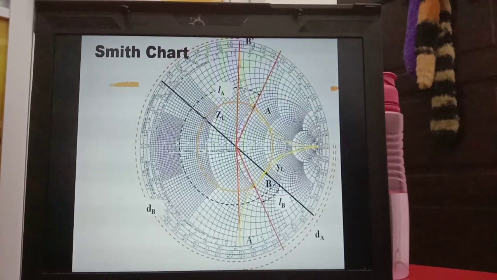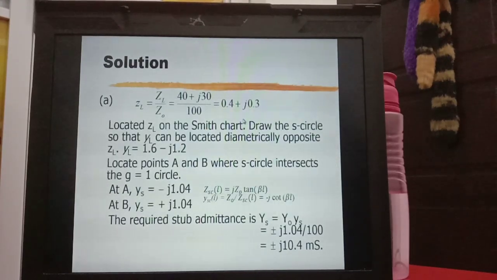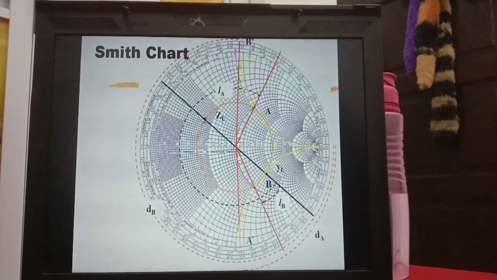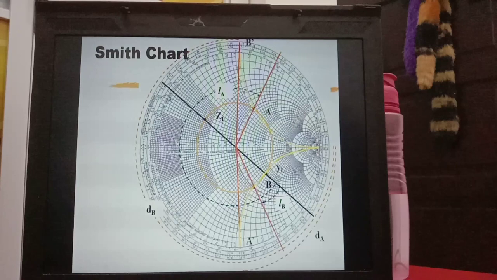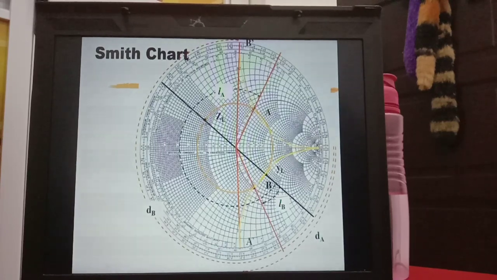That point is here. The real part of 0.4 is given by the constant resistance circle of 0.4 and the imaginary part of j0.3 is given by the constant reactance circle of j0.3. The intersection point between this curve of j0.3 and the constant resistance circle of 0.4 gives us the point that represents the normalized impedance of the load. From this point, we can draw a constant mismatch circle.